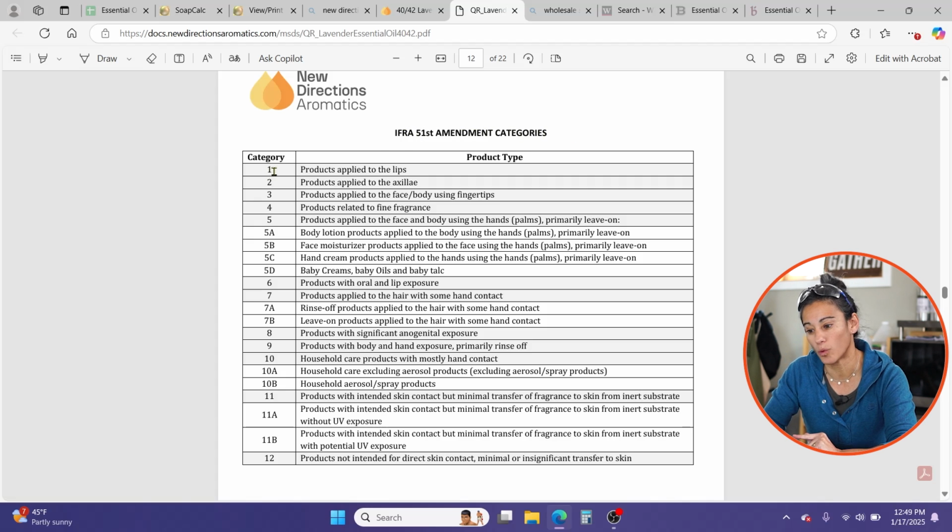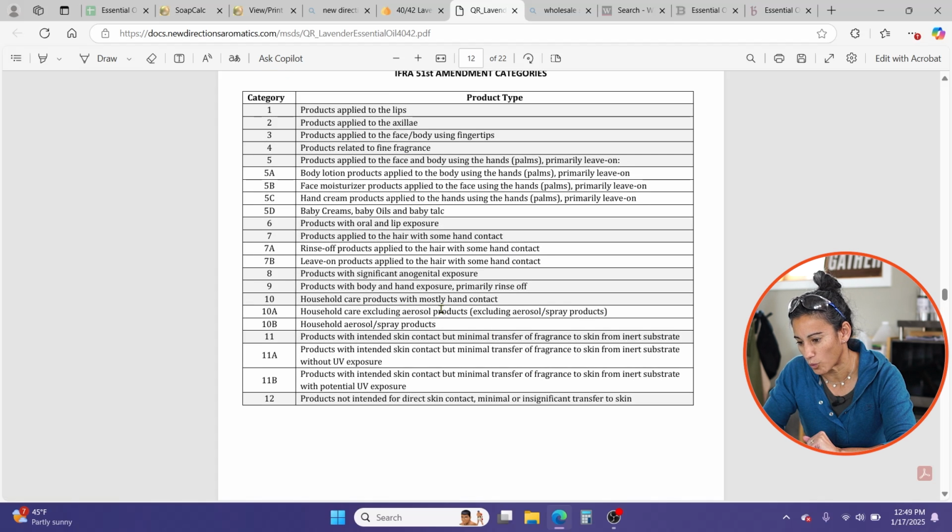We've got category 1, which is products applied to the lips. I'm not going to go through all of these, but this would be, you know, for lip balm. We've got lotions down here, 5A. This whole section on 5A through D are kind of lotion types things. And then there's hair and hands. And the one that we are looking for is this one. Cold processed soap is category 9. Products with body and hand exposure, primarily rinse off.